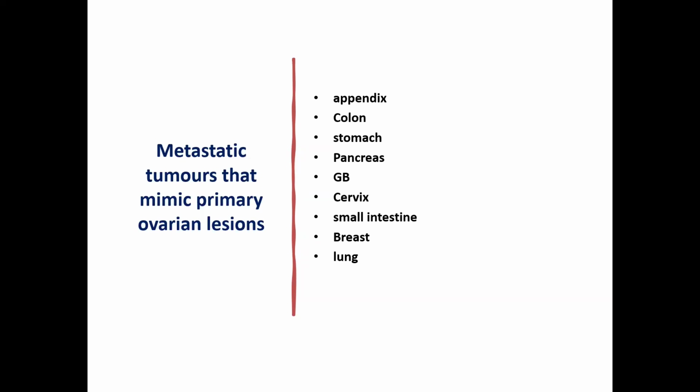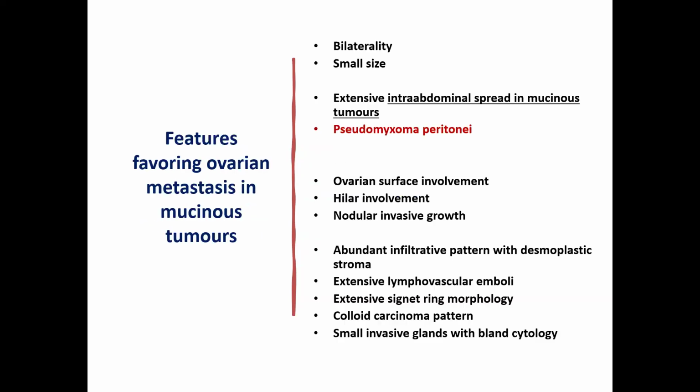The sites of mets can be the appendix, colon, stomach, pancreas, gallbladder, cervix, small intestine, breast, and lung. The features favoring ovarian metastasis, and these are very important because they really help us in diagnosis, are usually bilaterality of the lesion with small size, and extensive intra-abdominal spread in a mucinous tumor. We say that mucinous carcinoma is usually stage 1, so when we have extensive intra-abdominal spread in a mucinous tumor, this is not likely to be primary ovarian. Also pseudomyxoma peritonei, ovarian surface involvement, hilum of the ovary involvement, and nodular growth in the ovary.